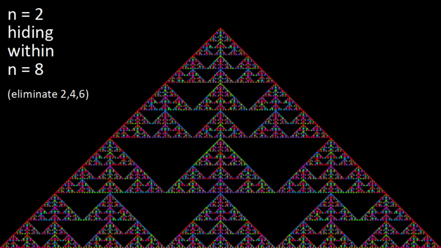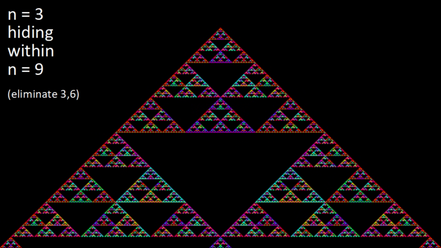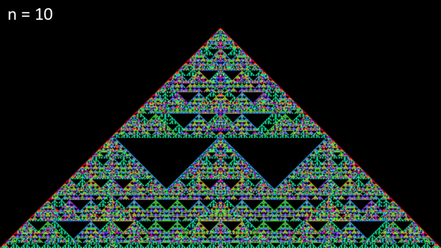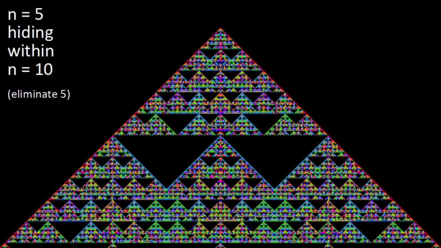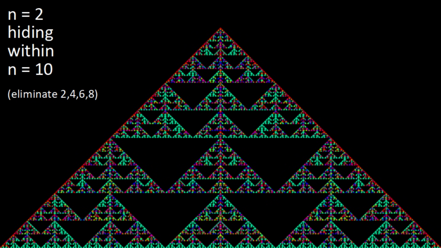Then there's level 8. If we eliminate the number 4, we're left with level 4's pattern. Then if we eliminate all multiples of 2, we're left with level 2's pattern. And now you can kind of see how prime patterns are represented in composite ones. In level 9, you can eliminate multiples of 3 to get level 3. In level 10, you can eliminate 5 to get level 5, or multiples of 2 to get level 2.